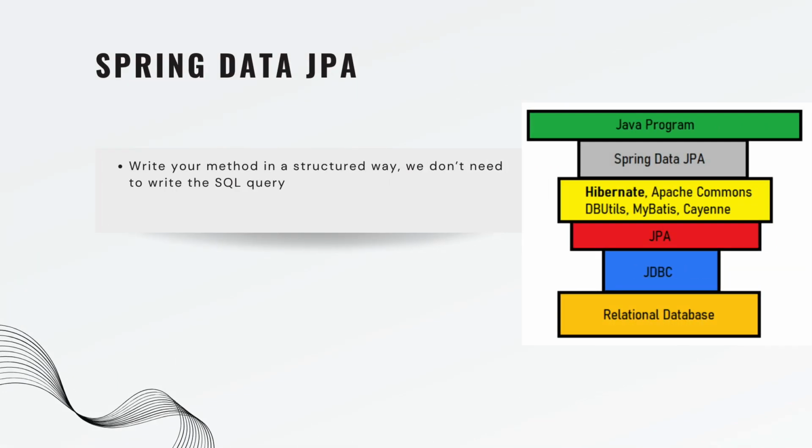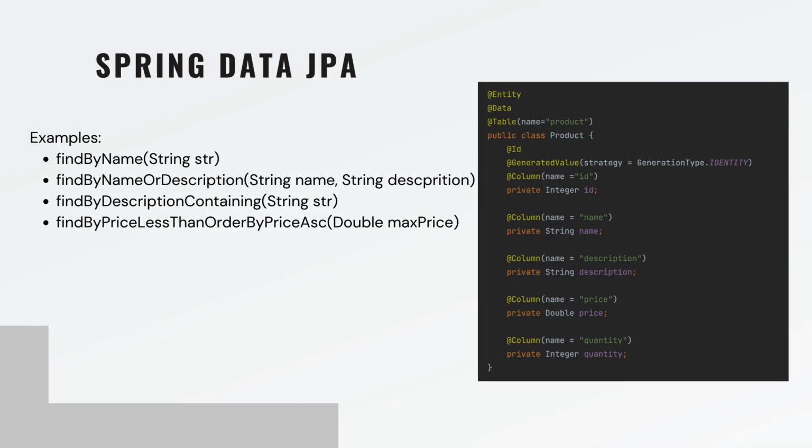So essentially, if you write your method at the repository level in a very structured way, we don't need to write the SQL query. Spring Data will interpret our method and automatically generate the SQL for us. So here are some examples. On the right is our product entity, and it has ID, name, description, price, and quantity. And this is important as we search via parameters.